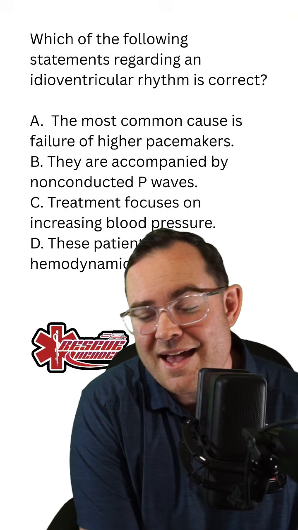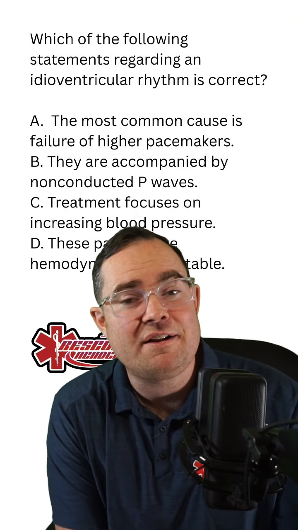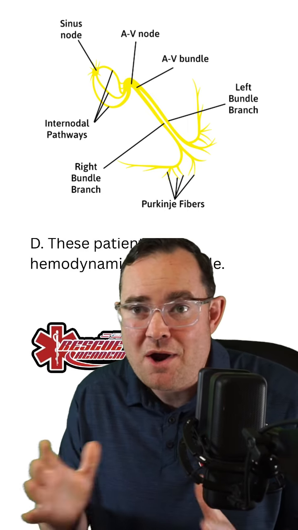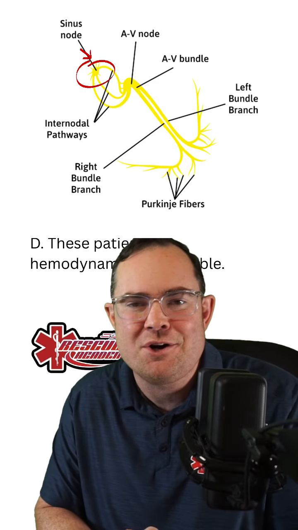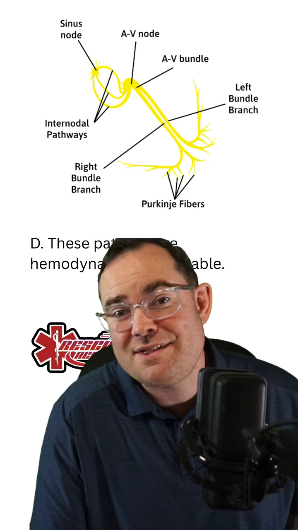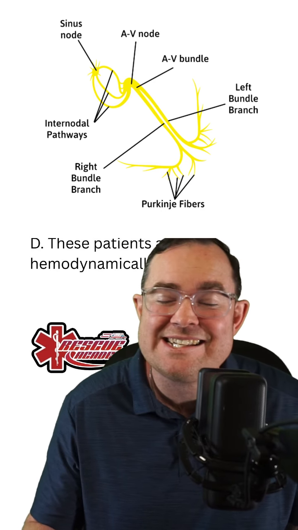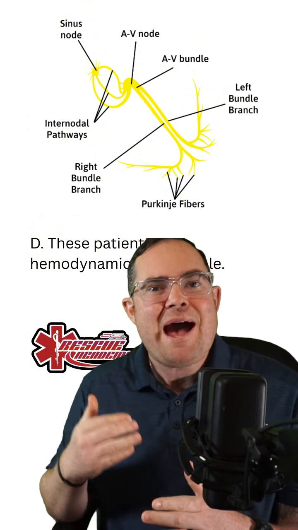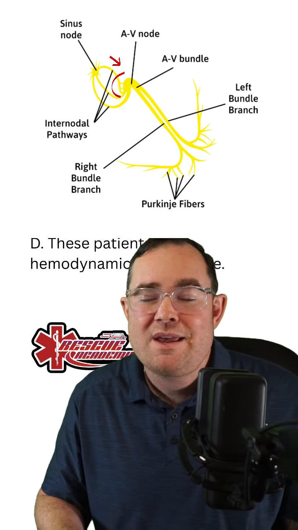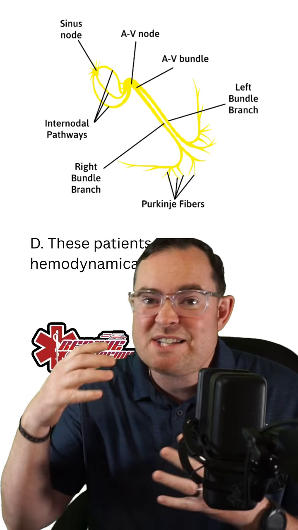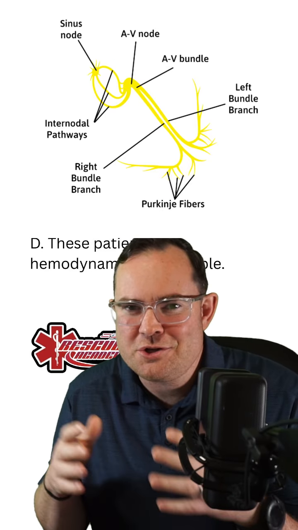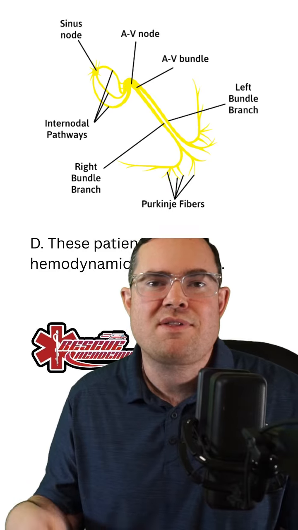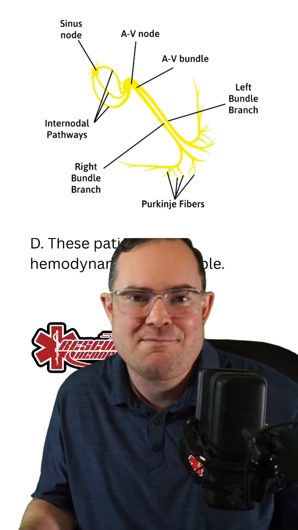And that leaves us with A, the most common cause is failure of higher pacemakers. Remember, the primary pacemaker of a normal heart would be the SA node, again, found in your atrium. And the normal intrinsic rate there would be 60 to 100 beats per minute. But if your SA node fails, your backup is going to be the AV node, and the AV node will start taking over. We call these rhythms junctional rhythms, right? And if you remember junctional escape, the normal intrinsic rate there is 40 to 60 beats per minute.